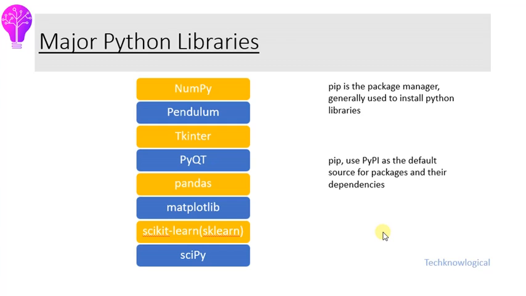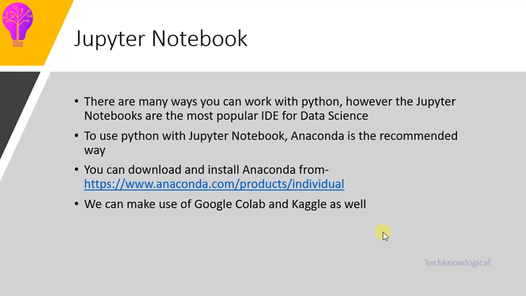So let's quickly move on and get familiar with Jupyter and the various ways you can use Jupyter Notebook. There are many ways you can work with Python, but Jupyter Notebooks are the most popular IDE for data science. To use Python with Jupyter Notebook, Anaconda is the recommended platform. It is always advised to use a local installation of Anaconda because you don't need an internet connection to work on your code. However, it could be a challenge for those working on machines provided by their employers. The link to download Anaconda is given in the description.